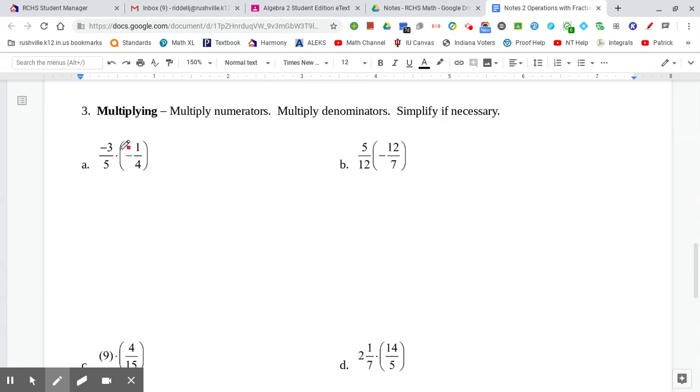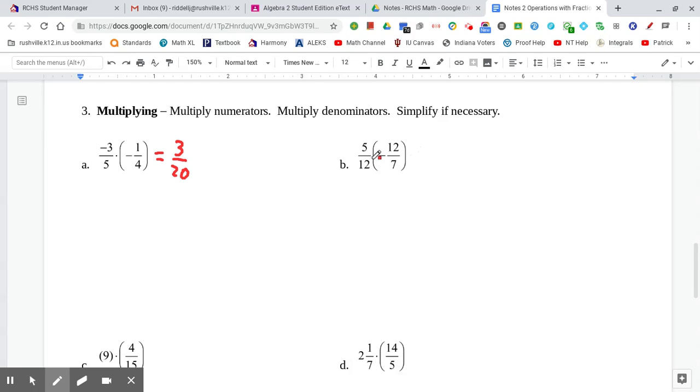So for the first example, we have -3/5 times -1/4. I'm going to multiply the numerators, -3 times -1, which is going to give me, well, a negative times a negative becomes a positive. And 3 times 1 is going to give me 3. Now, I already took care of the signs. The negative times the negative became the positive, so that means that this overall answer is going to be positive. Now I just need to multiply the denominators. So 5 times 4 is going to give me 20. 3/20 does not reduce, so 3/20 would be my final answer.